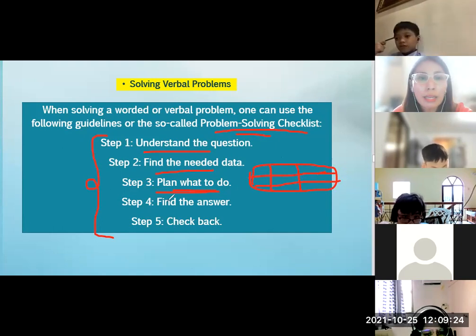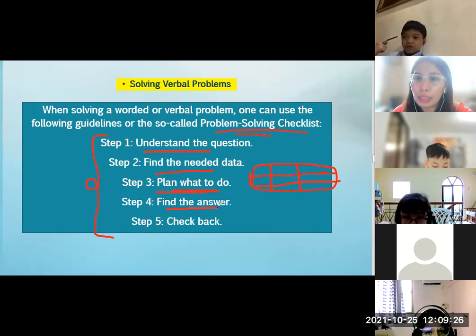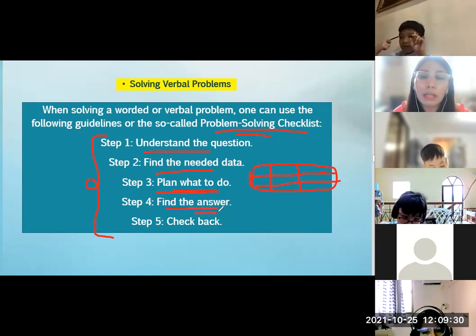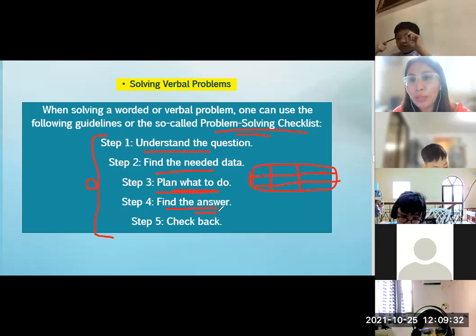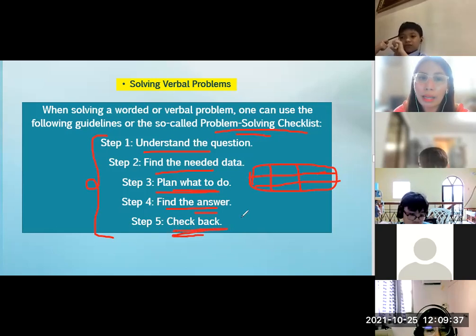And then find the answer. So of course you should complete the reasoning or the computation needed to find the answer. And then check back. It's like checking if your answer is correct.